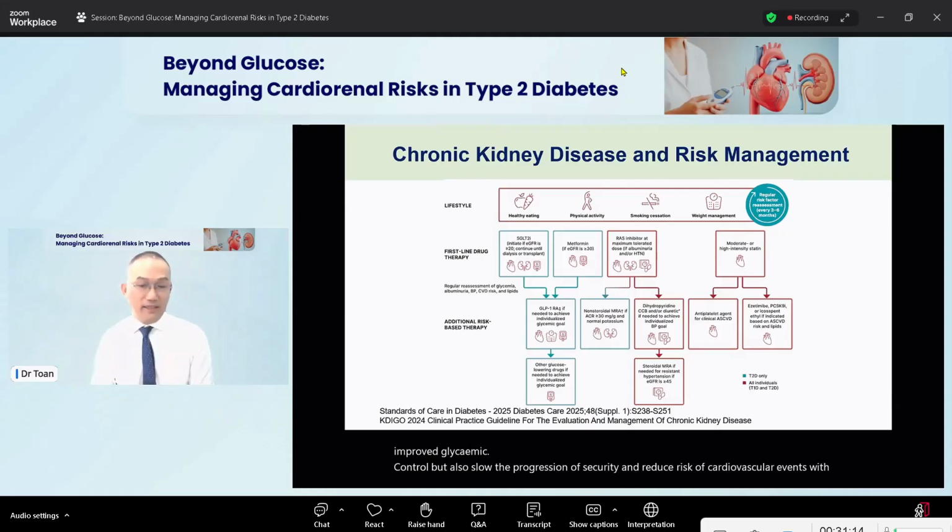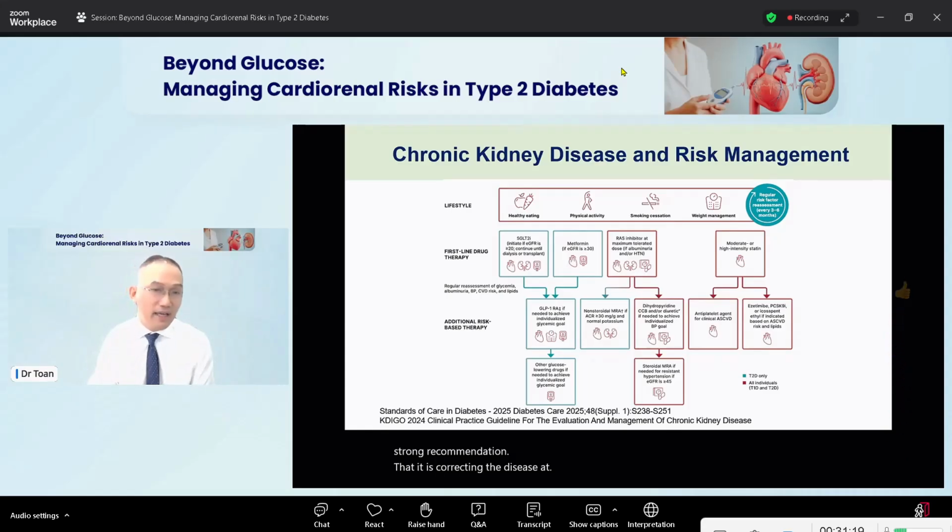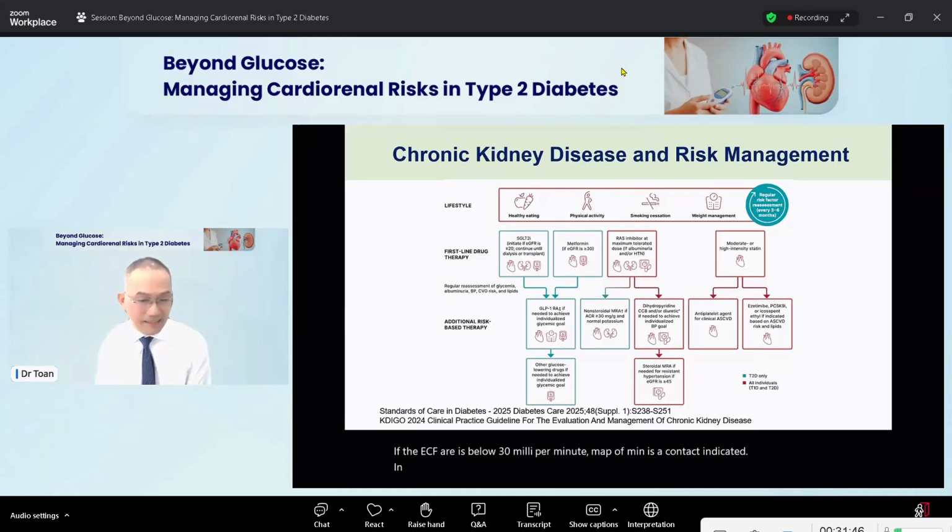That is chronic kidney disease recommendation by ADA 2025 and ADO 2024. Metformin can be used for treatment of diabetes, but its use depends on eGFR level. If the eGFR is below 30 milliliters per minute, metformin is contraindicated. In the case where metformin is contraindicated, GLP-1 receptor agonist can be used as therapy.